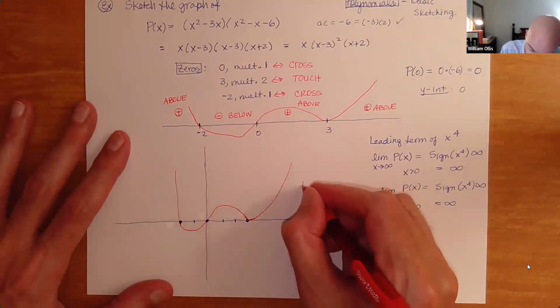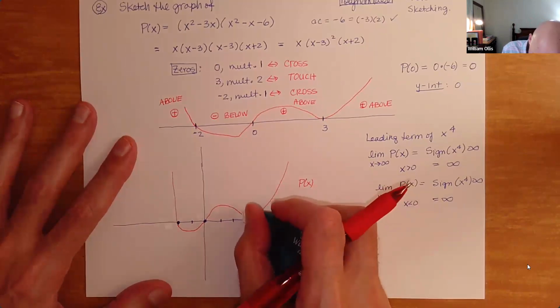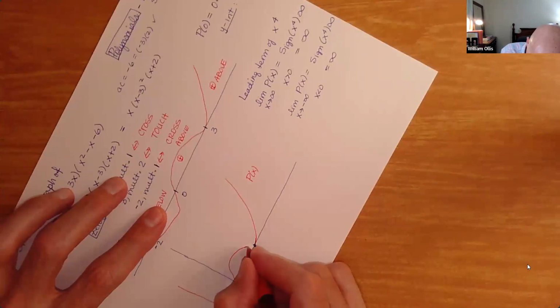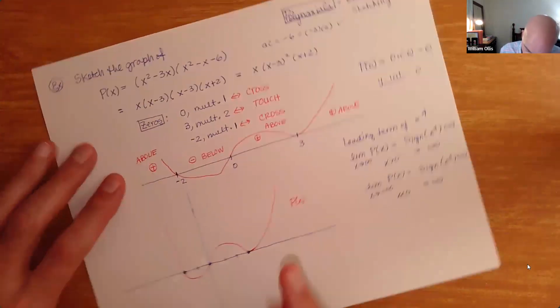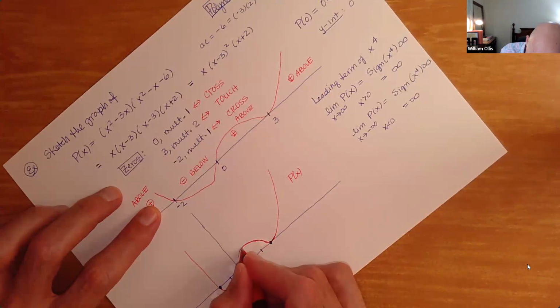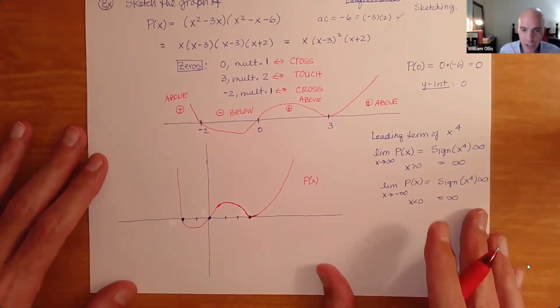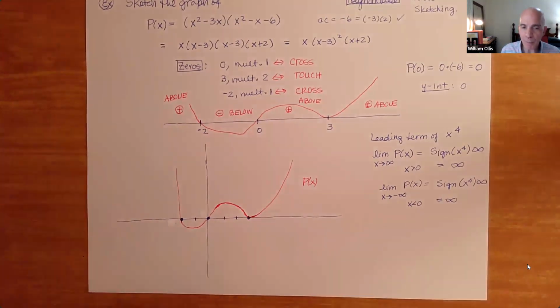So this would be a graph of P of x. And let me just smooth that out just a little bit. There we go. Polynomials are very nice curves. They're differentiable curves, so they're nice and smooth. No corners, no cusps. Just a very nice continuous curve. So that just gives you a reasonable picture.